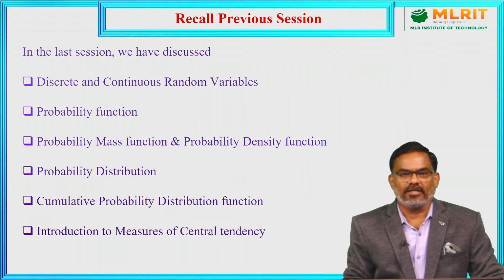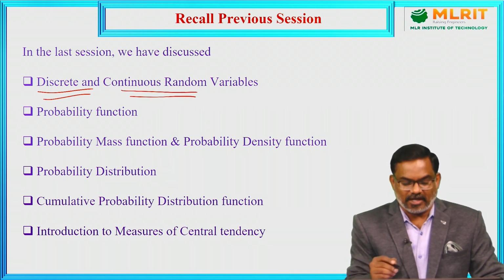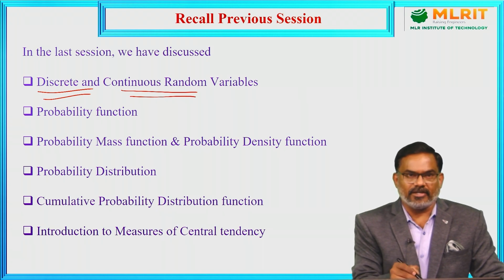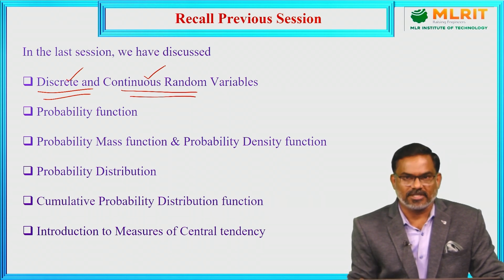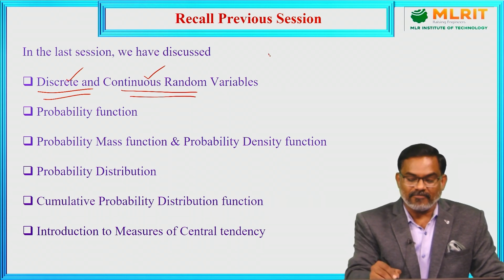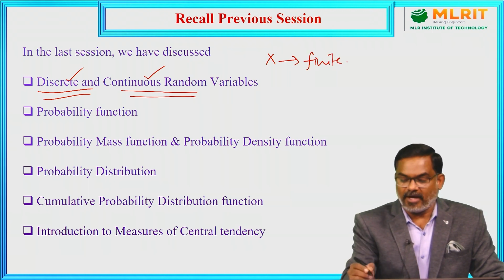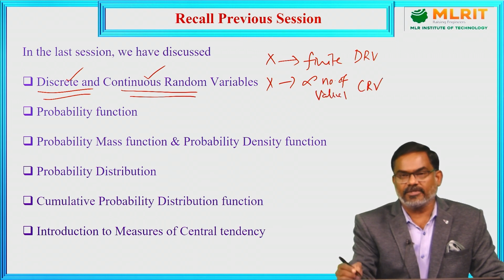Let us recall the previous session. In the last session, we discussed discrete and continuous random variables, the definition and the types of random variables. There are two types of random variables, discrete and continuous. If the random variable capital X takes a finite number of values, then it is said to be a discrete random variable. If capital X takes an infinite number of values, then it is said to be a continuous random variable.